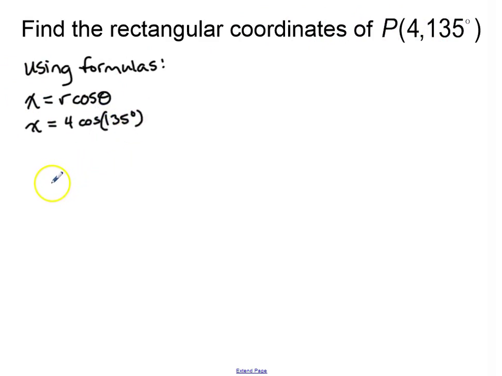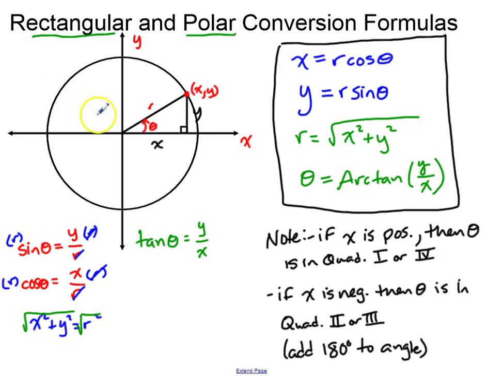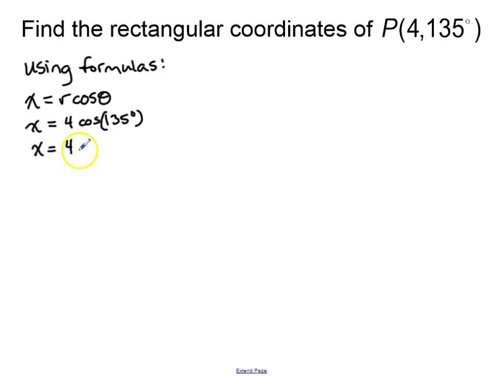Okay, well, we can evaluate that. Now the cosine of 135 degrees turns out to be negative, right? Because it's over this way. And our reference angle would be 45 degrees. And our sides on a 45-45 triangle are square root 2 over 2, our legs. So the 4 and the 2 divide to 2, and so we'd have negative 2 square root of 2. That's what x is.